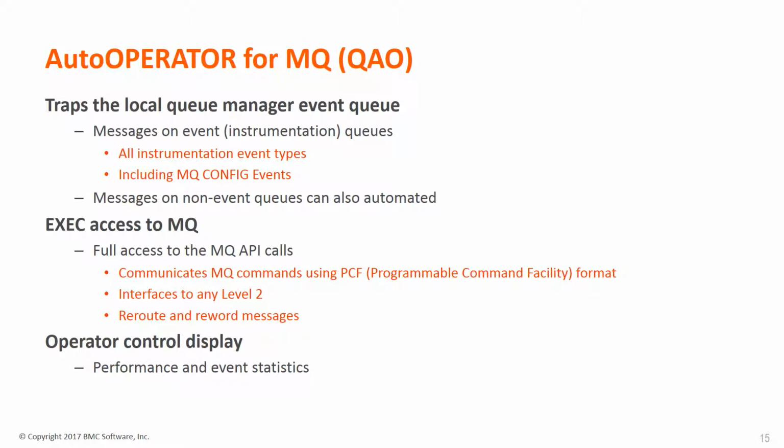AutoOperator for MQ gives you the ability to trap event queue messages on the local queue manager. This includes all of the instrumentation events and also the MQ configuration events. It is possible to trap messages that occur on non-event queues as well. With AutoOperator for MQ, you have exec access to MQ. This includes all of the MQ API calls and can interface with any level 2 queue manager. You can also reword and reroute messages as you feel is appropriate. There's also an operator control display that'll show you performance and event statistics related to MQ.